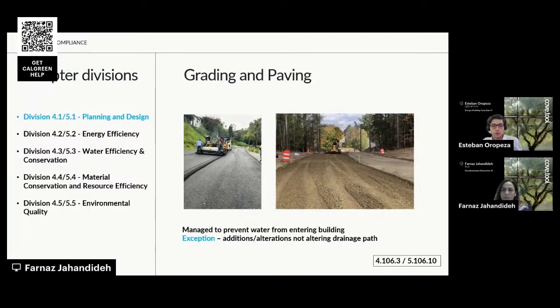Sorry, for grading and paving, it's also about dealing with the slope of the site. So we want to have a slope that leads the water away from the building, and at the same time, the requirements are moving towards capturing stormwater in ways that would match the natural hydrology.